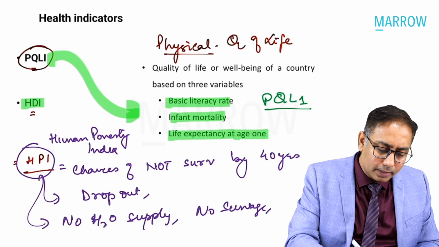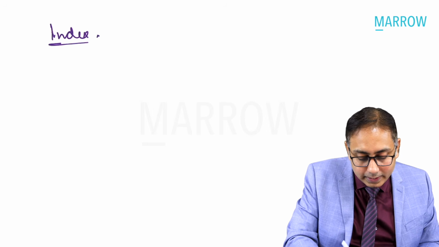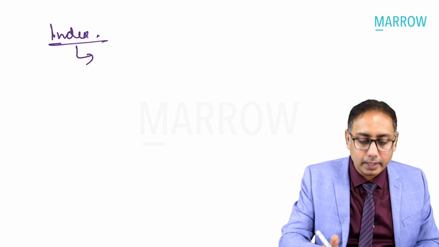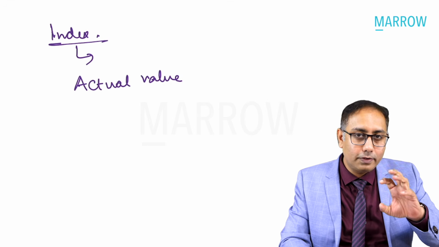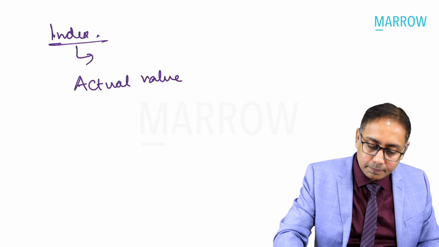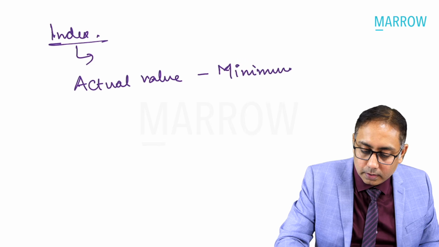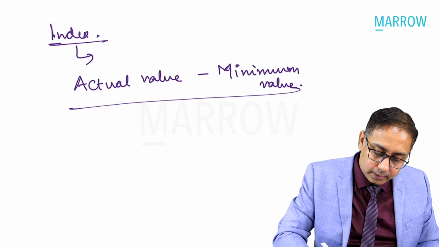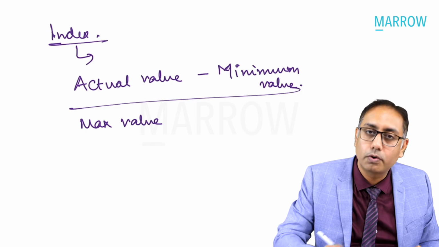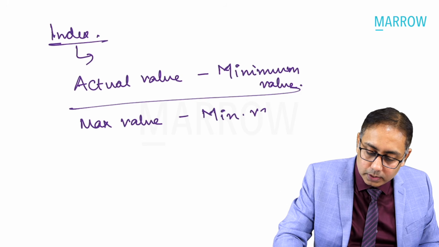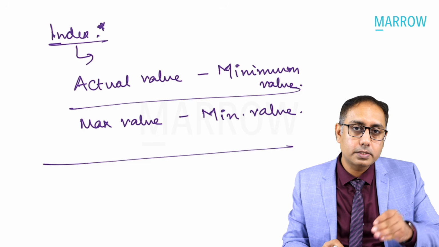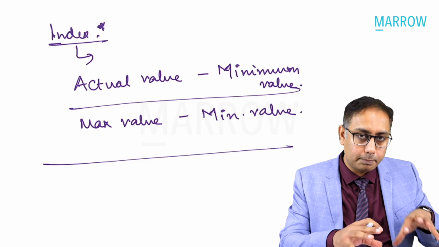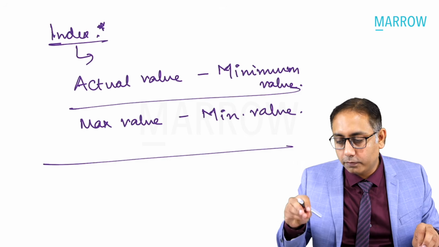I would also like you to remember that whether it is a human development index or a human poverty index, we calculate the index. The index for any of the things in HDI or HPI has to be calculated from the actual value. Let us talk about the life index. Life expectancy, the actual value for that country minus the minimum value for life expectancy, divided by the maximum value minus the minimum value. So this is the formula to calculate the index for the human development index or the human poverty index: the actual minus minimum over the maximum value present in the globe minus the minimum value present in the globe for any indicator.